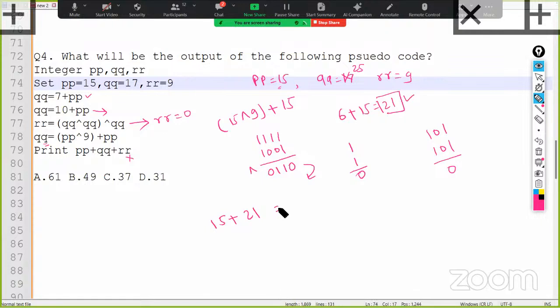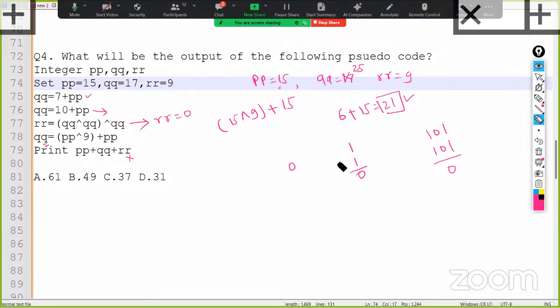Sir, Q XOR Q gives 0, right, the one in the bracket. But with that, 25 XOR comes, that value we haven't calculated. Well, we have this 21 value of QQ. Yeah, I get it. In the RR, we haven't done that calculation.